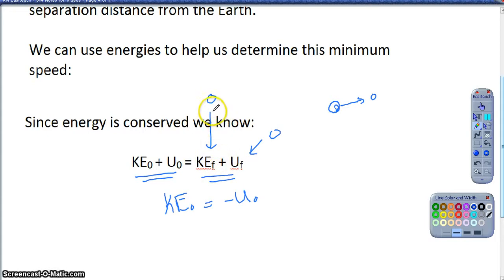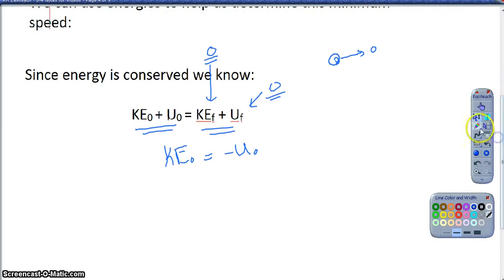In order for that to be the minimum, the final total energy here would be 0. It wouldn't have any kinetic energy left because it's the minimum speed. And the potential energy, we already know infinitely far away, is going to be 0. So that's where we left off on the last part. That tells me the kinetic energy required has to be equal and opposite to the initial potential energy.